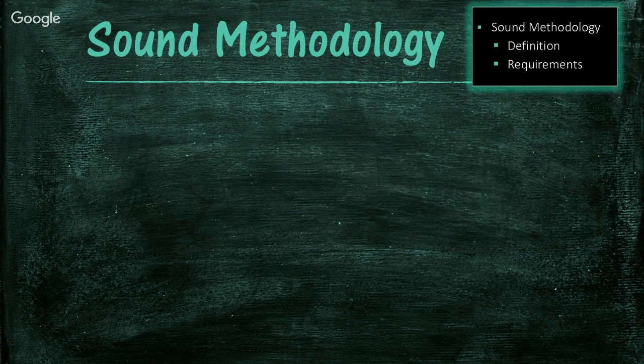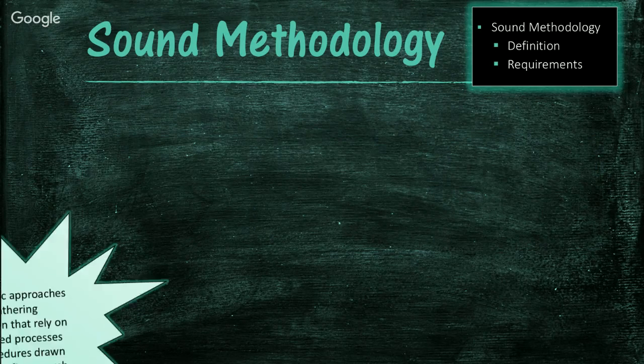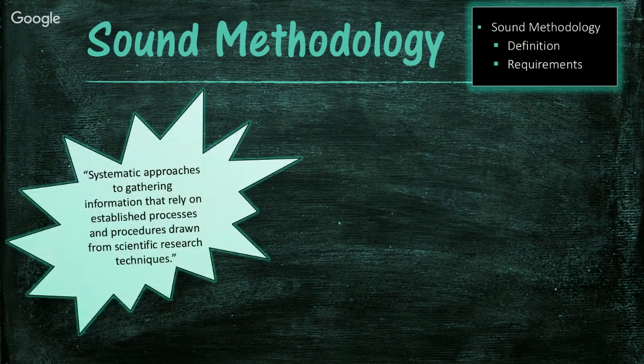First, we're going to define a sound methodology and the requirements that it must have. What is a sound methodology? It is a systematic approach to gathering information that relies on established processes and procedures drawn from scientific research techniques.